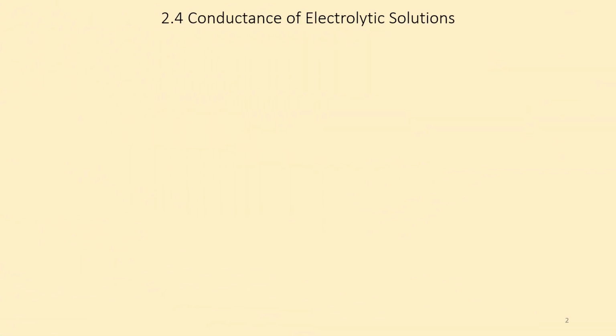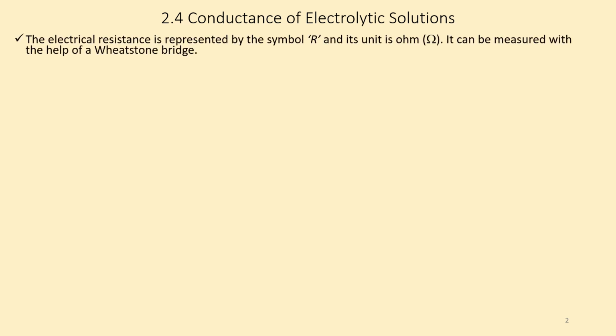Conductance of electrolytic solutions. It is necessary to define a few terms before we consider the subject of conductance of electricity through electrolytic solutions. The electrical resistance is represented by the letter capital R and its unit is ohm, the Greek letter omega as shown on the screen. It can be measured with the help of a Wheatstone bridge, about which we have studied in our physics class.